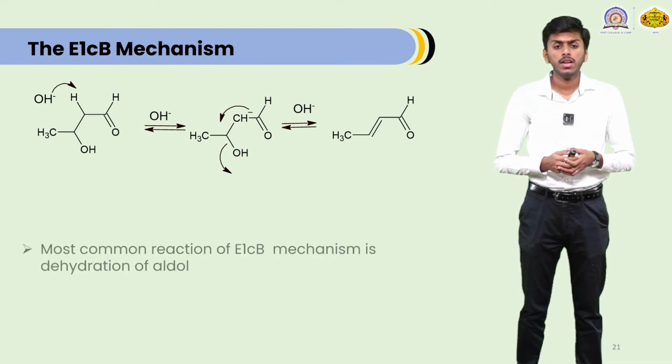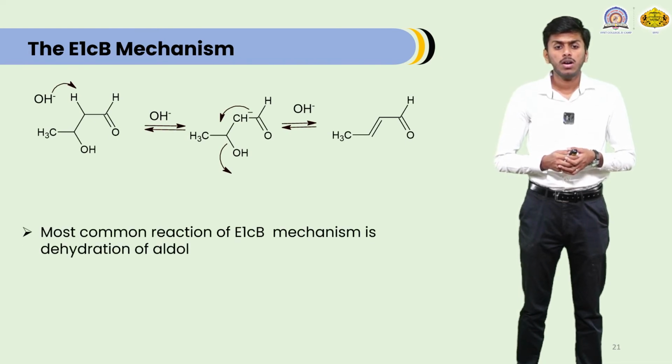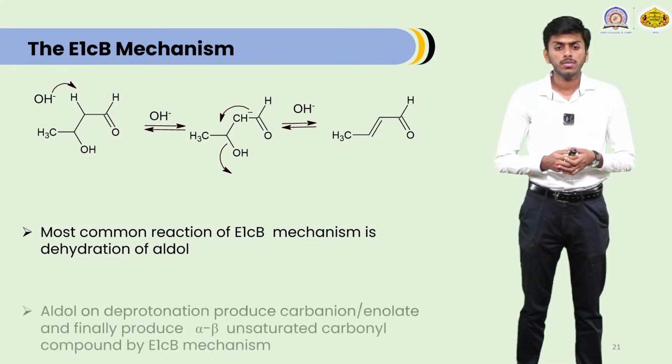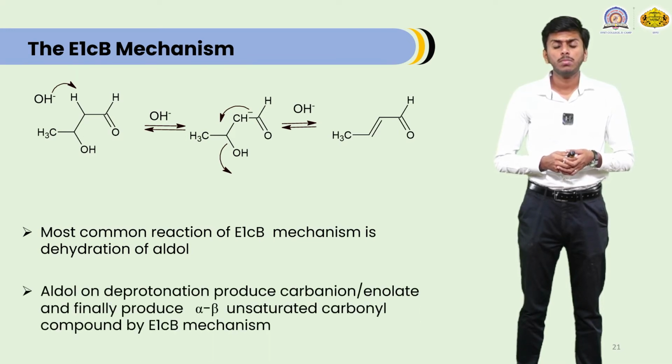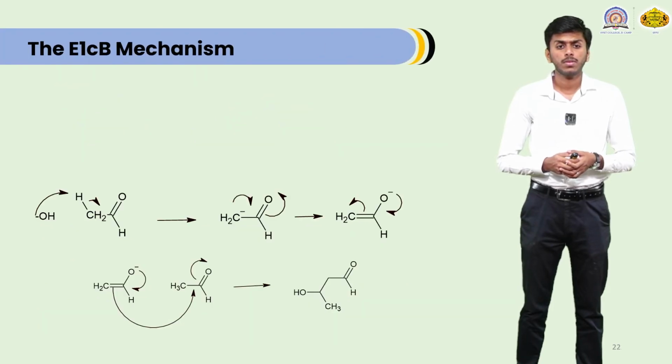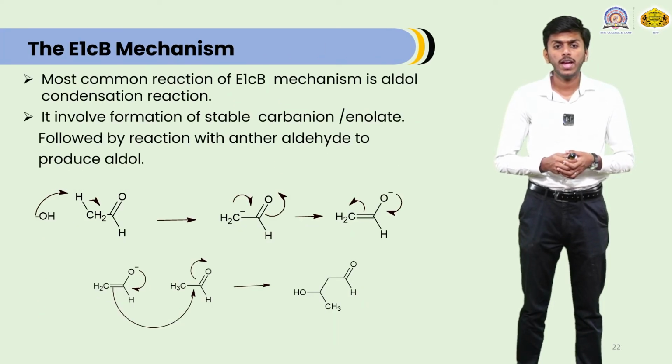Here we can see the E1CB mechanism. The most common example of the E1CB mechanism is dehydration of aldol. Aldol on deprotonation produces a carbanion or enolate and finally produces an alpha beta unsaturated carbonyl compound by the E1CB mechanism. Here we can see the corresponding reaction. The most common reaction of E1CB is aldol condensation.